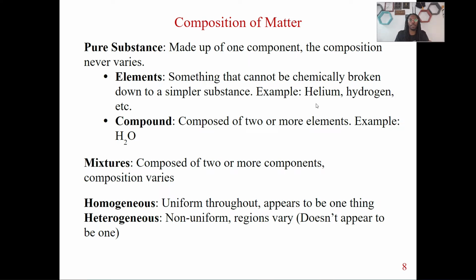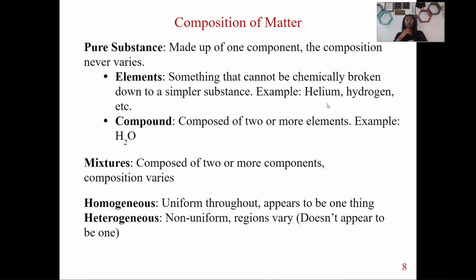Examples of elements are on the periodic table: helium, hydrogen, magnesium, copper, rhodium, cobalt, getting into our transition metals. Throw out any element, and that is a pure substance, because an element is made up of one component. For example, helium is made up of one component, and the composition is not going to change. A helium atom is not going to change.